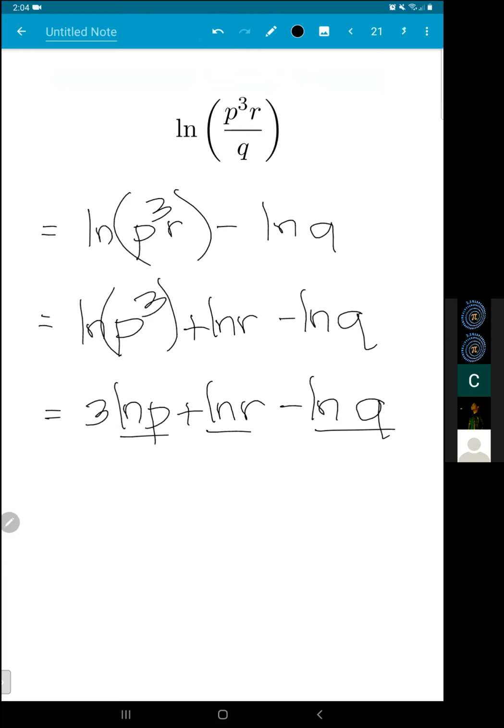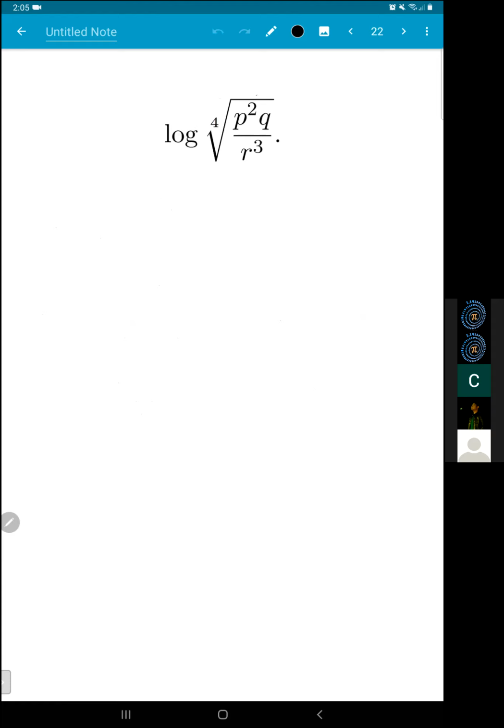So another one, unless there's a question. Okay, logarithm base 10 of the fourth root of the quantity p squared q over r cubed. So there's a radical present, index 4. There's division, there's multiplication, there's an exponent. So we have to use all of those properties again.